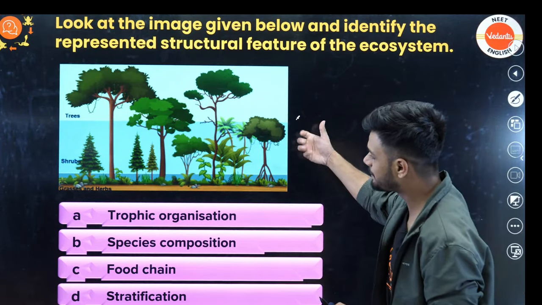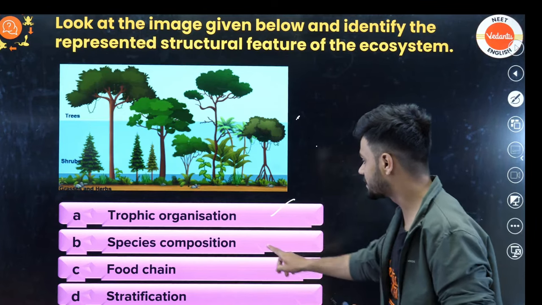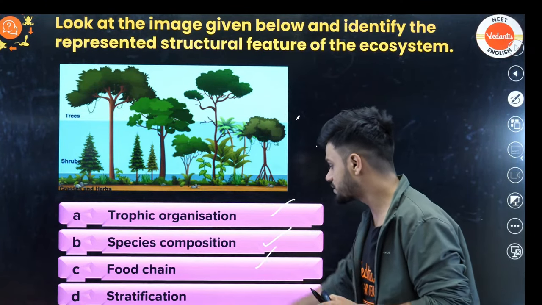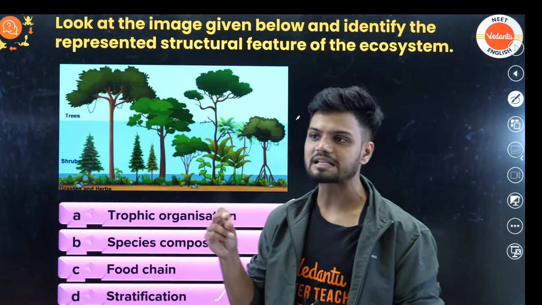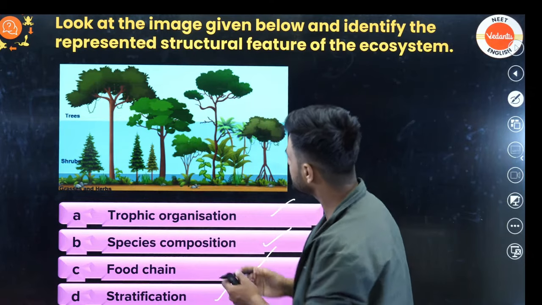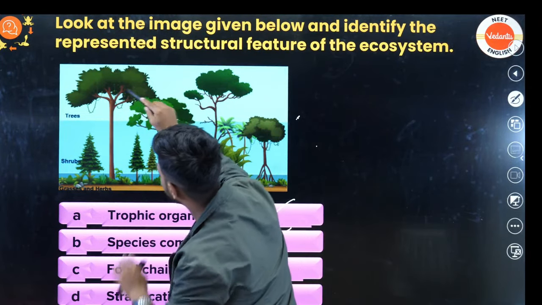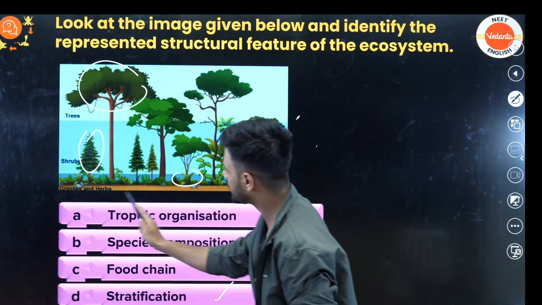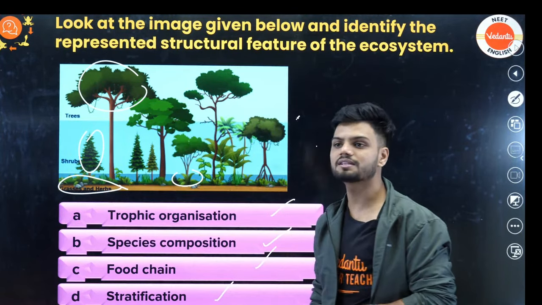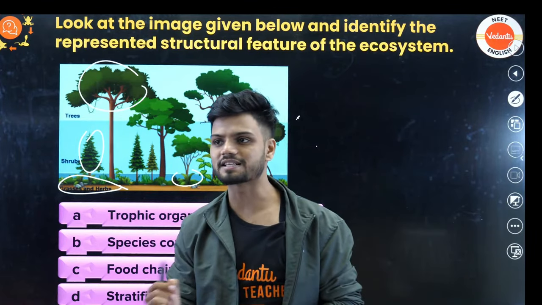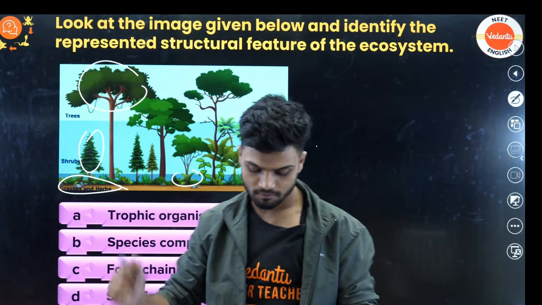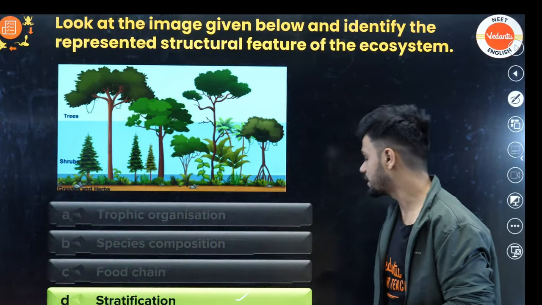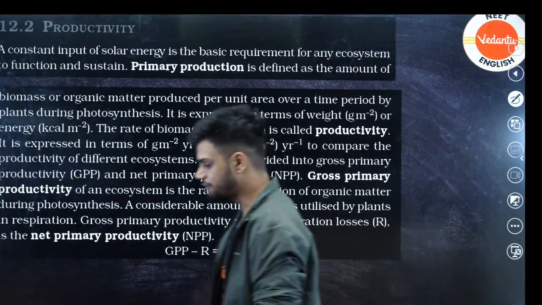Okay. Look at the image. Tell me, is it a trophic system? Is it a species composition? Is it a food chain? Or is it stratification? Can you see vertical distribution? We have the trees, then the shrubs, then the herbs, then the grasses. This is called vertical distribution. That is nothing but your stratification.